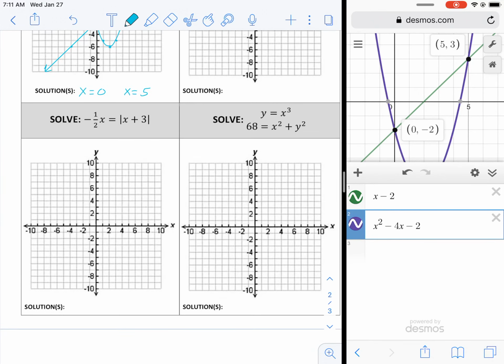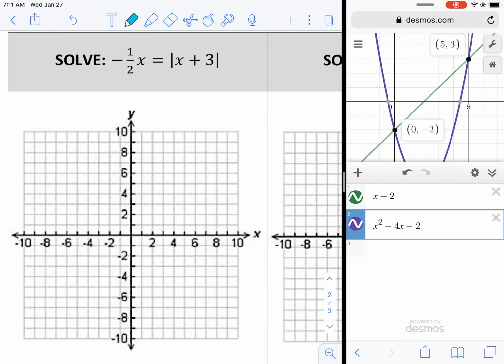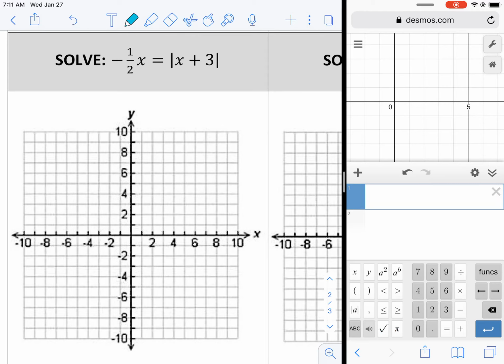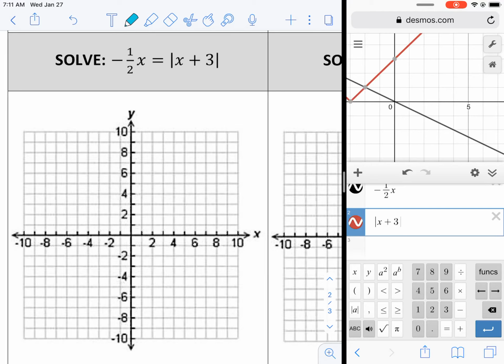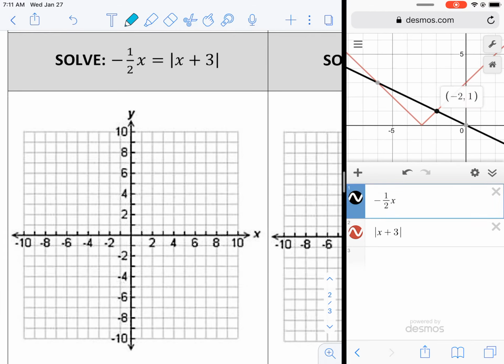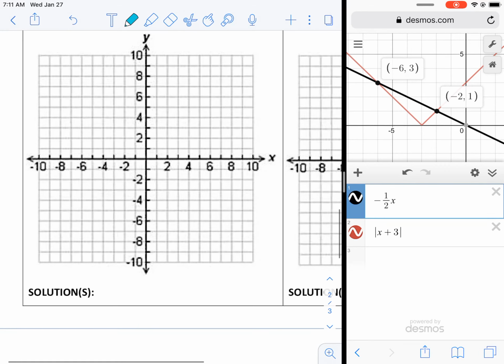I mean, you could graph anything, right? We can make the graph look whatever we want. So like here, we've got negative 1/2 x as one line, and then the other line we have absolute value of x plus 3. And where are the 2 intersection points? Negative 2 and negative 6. X equals negative 2. X equals negative 6.